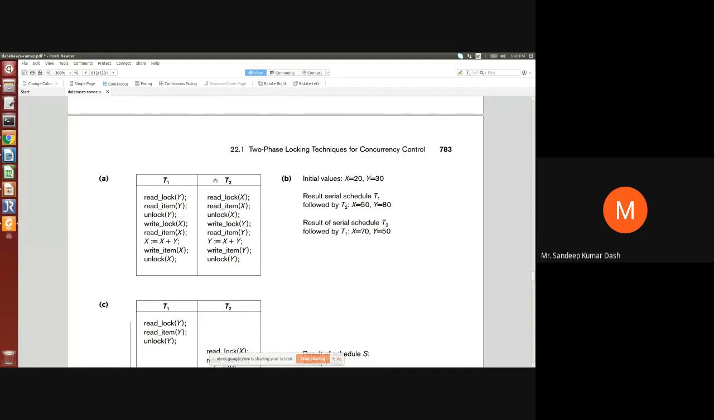T1, T2. T1 is first applying a read lock on Y. Then it is reading the data item Y. Then it is unlocking. Then again applying for a write lock on X. Then it is reading the data item X, modifying it, then writing the data item X, then unlocking it. You remember the previous time how the schedules were looking?